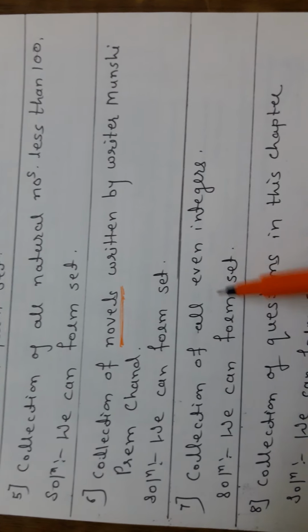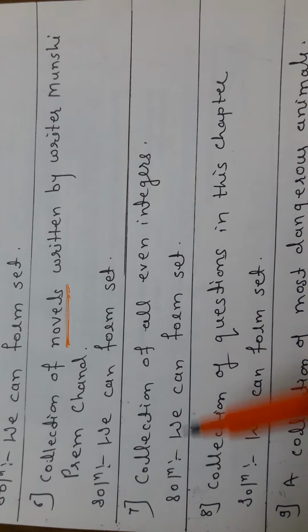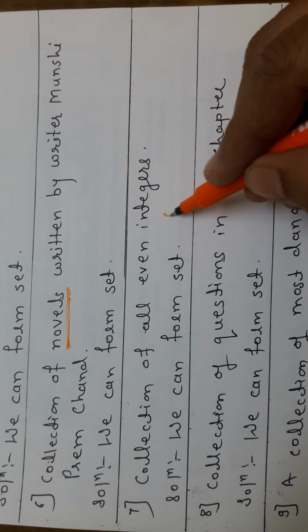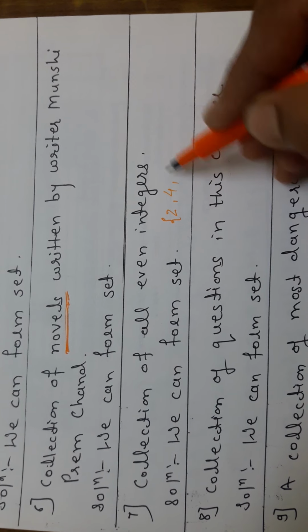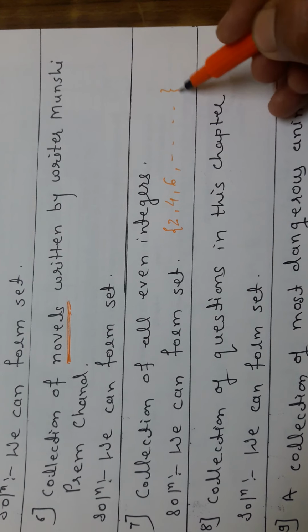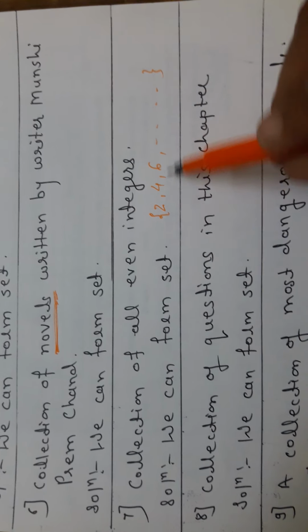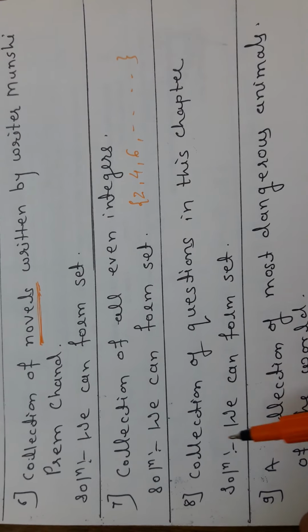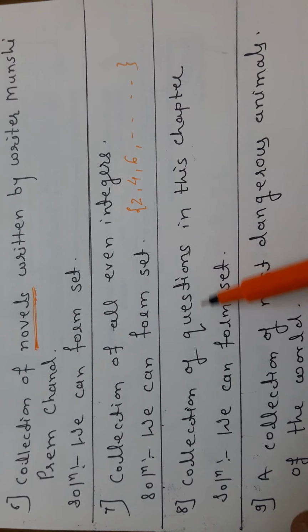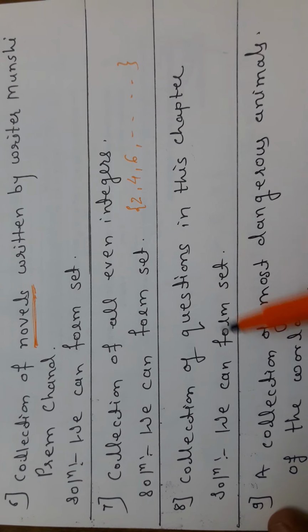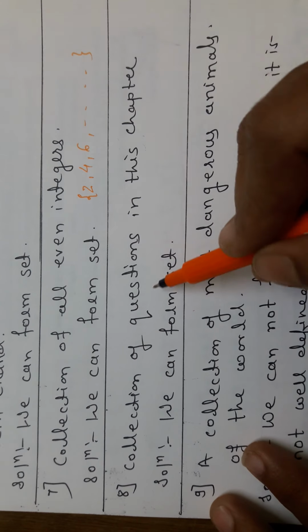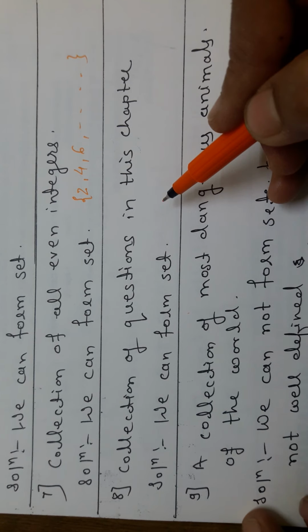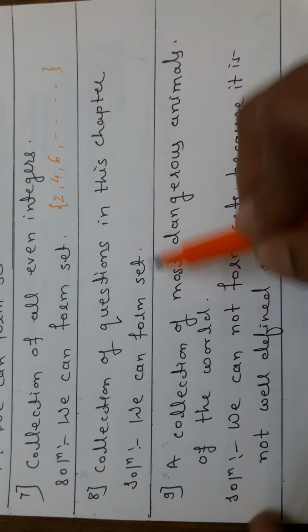Premchand. Collection of all even integers. We can form the set because all even integers are 2, 4, 6, and so on. The end is not there. That's why it is also called an infinite set. Collection of all the questions in this chapter. So we can form a set because we can count how many questions are there. That's why we can form a set.